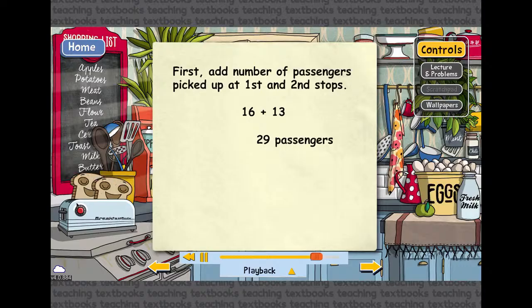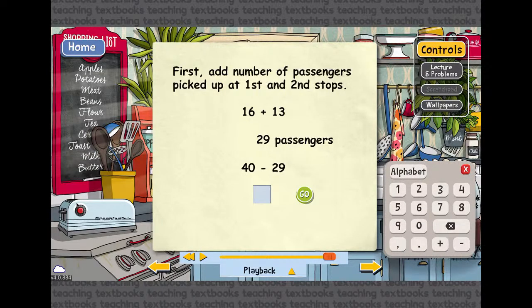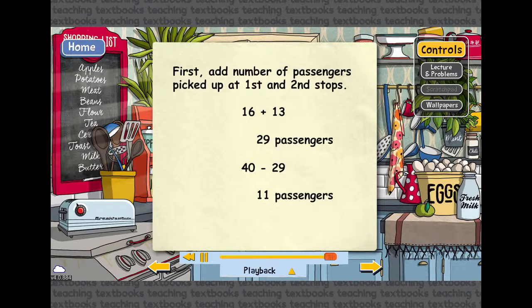Good. So the bus has 29 passengers right now. The second step is to subtract 40 minus 29. That will tell us how many more passengers the bus can hold, because remember the problem says that the bus can hold a total of 40 passengers. Go ahead and calculate 40 minus 29. That's right. So the bus can hold 11 more passengers. And that's another example of a 2-step problem. Only on this one, instead of adding twice, we had to add and then subtract.